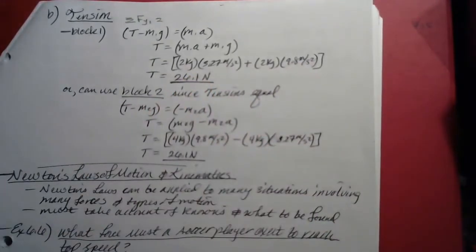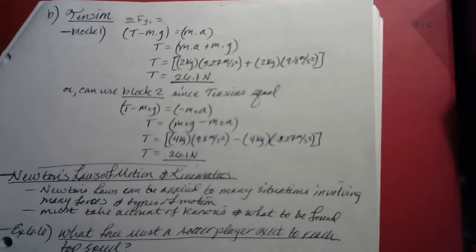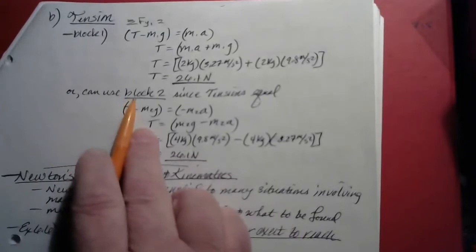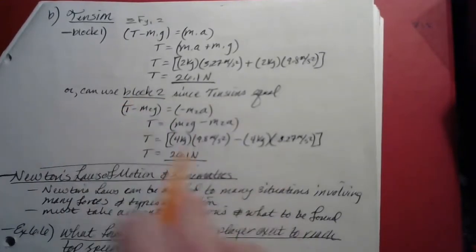Since the tension is the same in both parts of the line, the part attached to block 1 and the part attached to block 2, that's really the only answer you need. You don't have to find out the tension anywhere else. But just to demonstrate that the tension really is equal in all parts of the line, I'm going to go on and solve for the tension using the data from block 2.